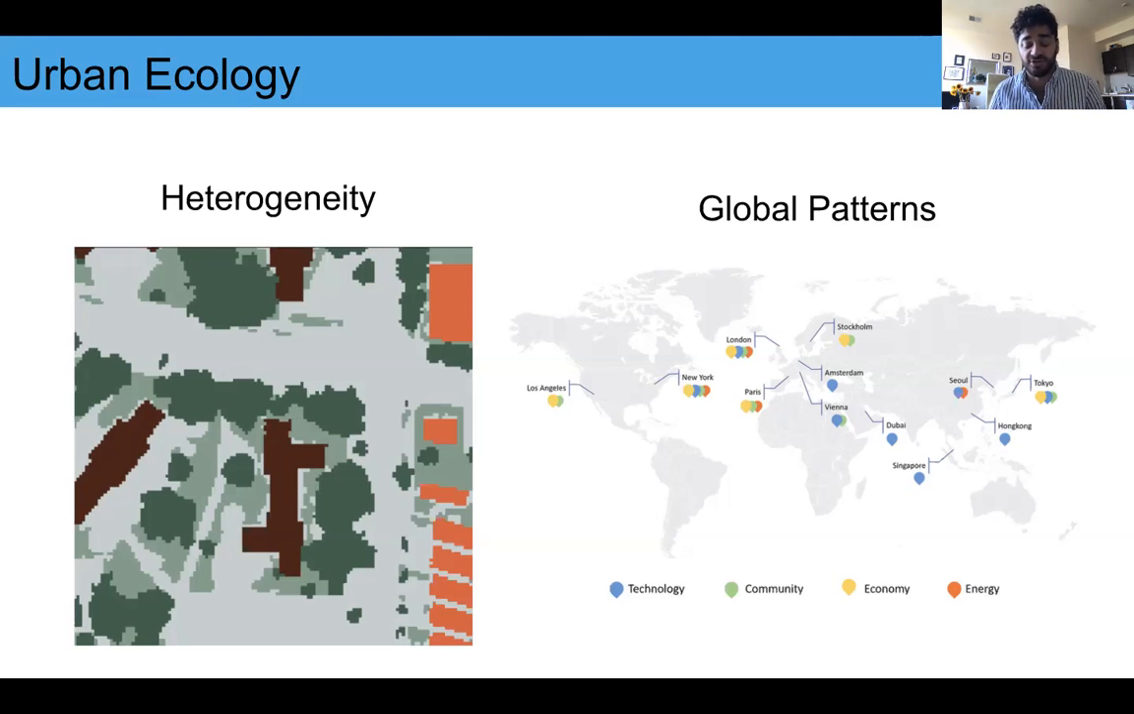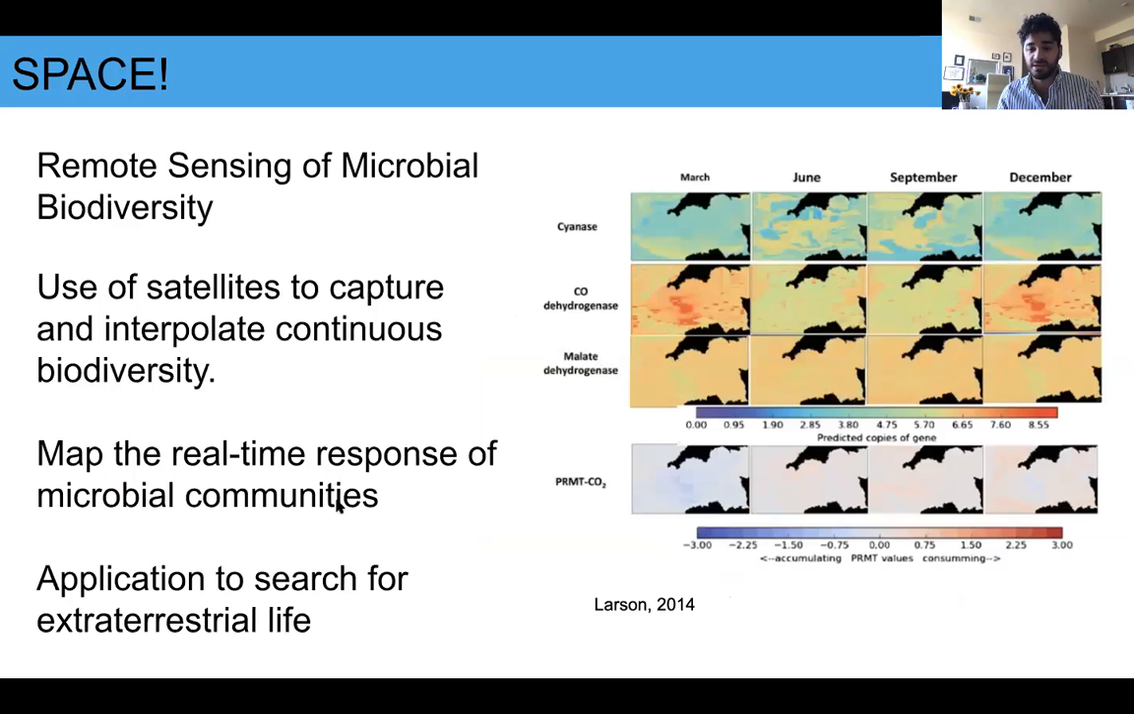And what are these structures in these cities that we can find redundant patterns, and how can we utilize these patterns to make cities more sustainable and better for humanity and the Earth, obviously. Space, oh my gosh, we have satellites. We can also do remote sensing of microbial diversity. So very few studies have actually looked at this.